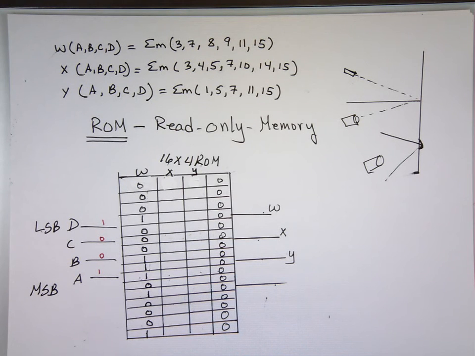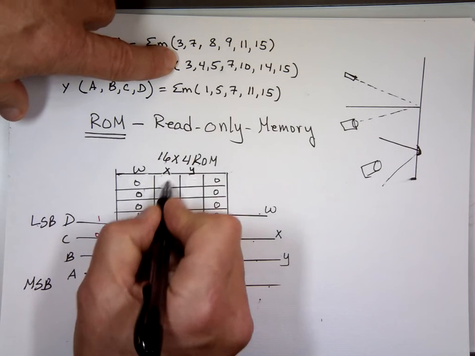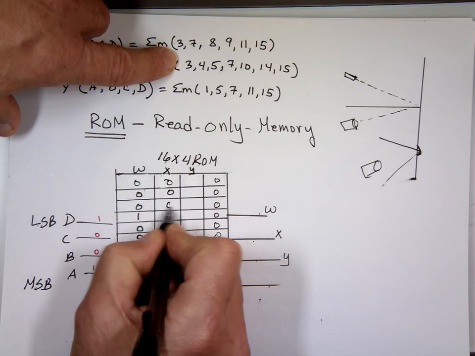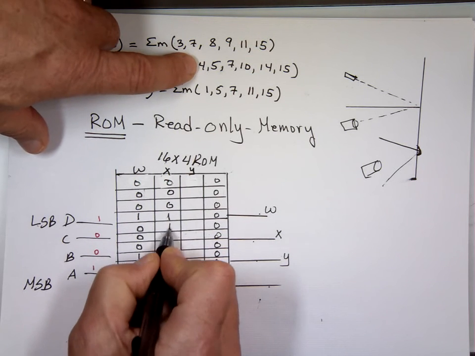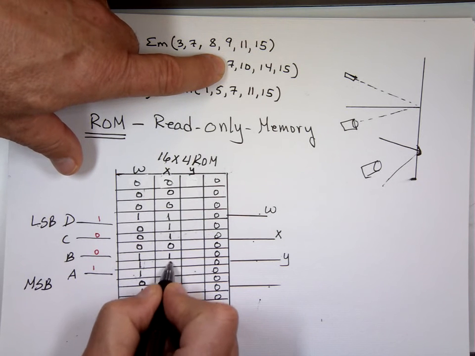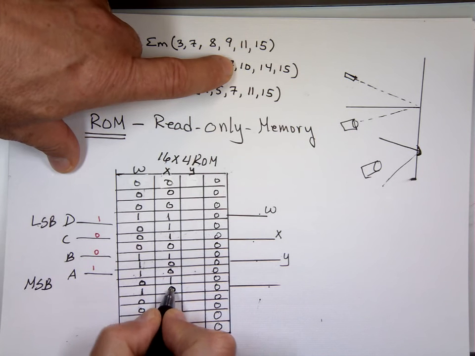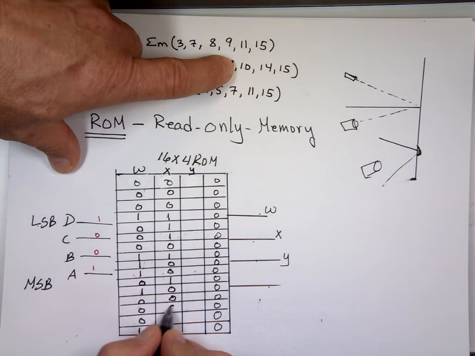X. X is going to have a value of 0, 0, 0, 1, 4 is 1, 5 is 1, 6 is 0, 7 is 1, 8 is 0, 9 is 0, 10 is 1. 11 is 0, 12 is 0, 13 is 0, 14 and 15 are ones.